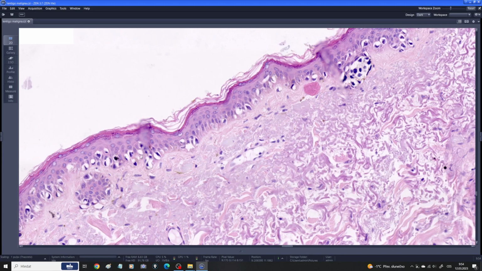But here in this picture, we've got lentigo maligna. So this is the reason why you should be careful with the diagnosis of lentigo simplex in older patients in sun-exposed areas, because it can be mistaken for lentigo maligna, or lentigo maligna can be mistaken for lentigo simplex in those patients.